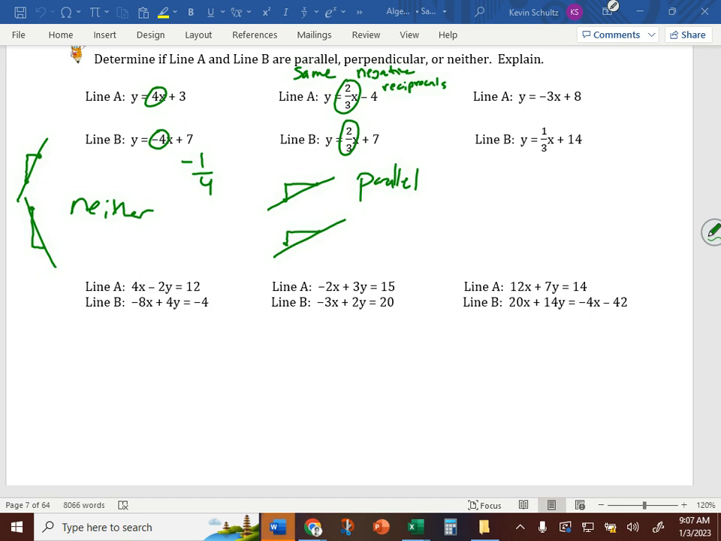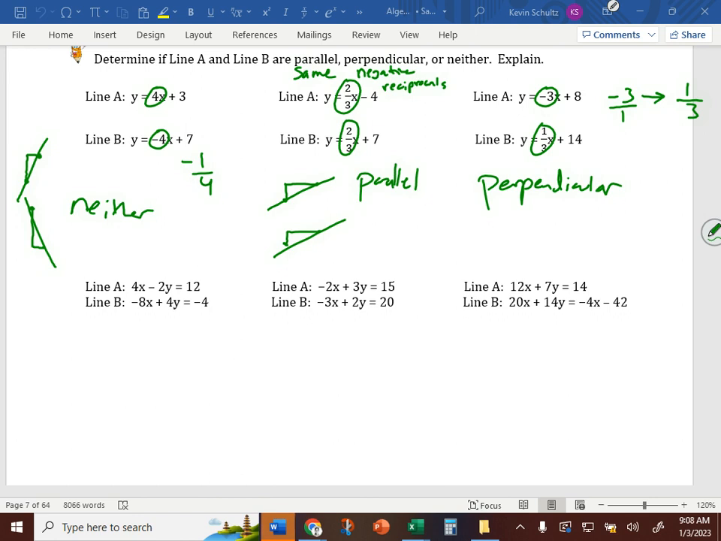And lastly, y equals negative 3x plus 8, y equals 1/3 x plus 14. Focus on those slopes. Are they parallel? No. Are they perpendicular? They are. Okay? The negative reciprocal of a negative 3, the sign is going to change, and we're going to flip the fraction. So negative 3 over 1 becomes positive 1/3, which is exactly the slope that we have in line B. Okay? So these are perpendicular because their slopes are negative reciprocals.